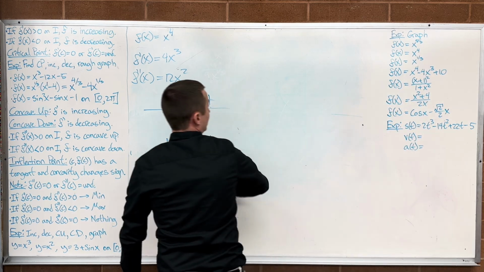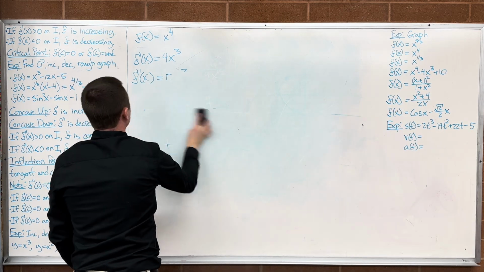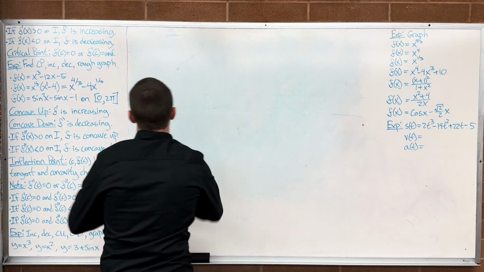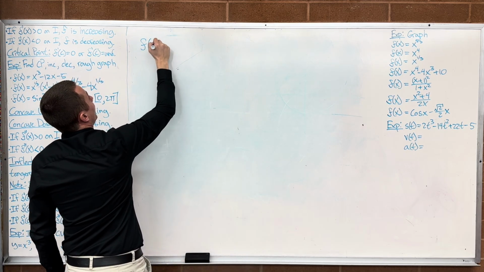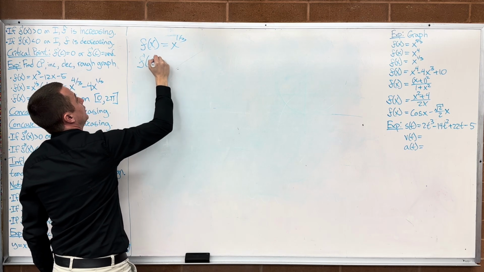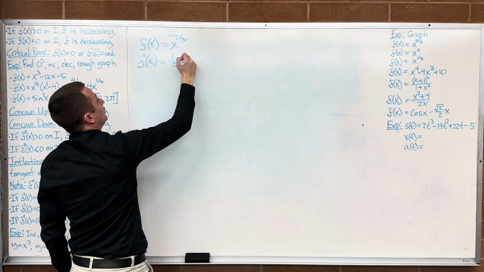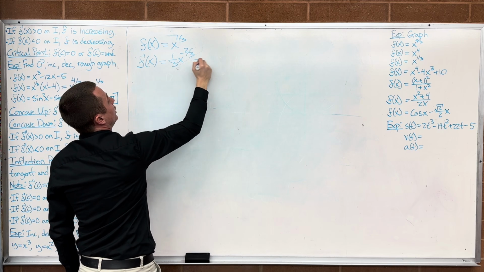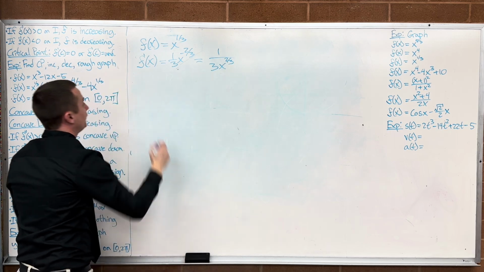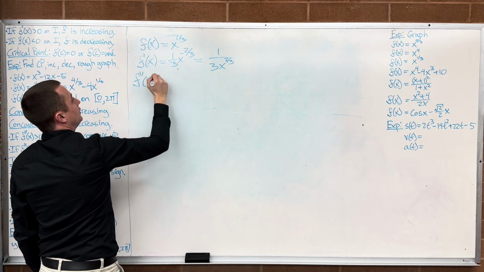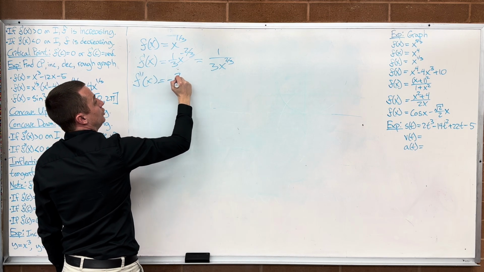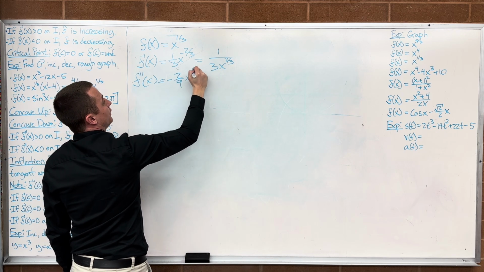Next is x to the 1/3. I'll probably skip the one after that because it's repetitive of what we've already done. So let's do x to the 1/3 really quick. f of x is equal to x to the 1/3. What's our derivative? 1/3 x to the negative 2/3, or in other words, 1 over 3x to the 2/3. And then finally our double derivative: bring down the minus 2/3, so it's going to be negative 2/9 x to the minus 5/3.